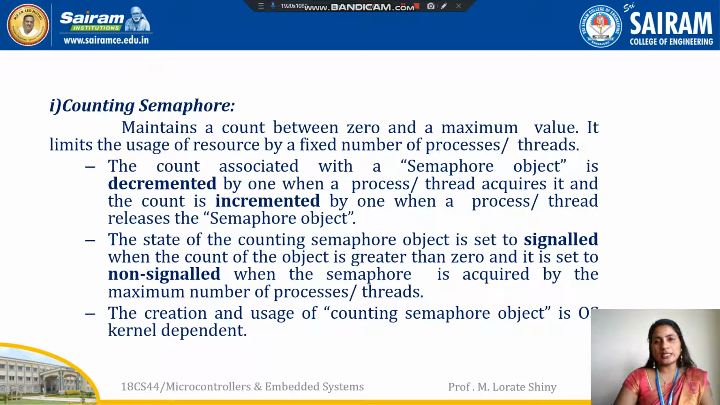Counting semaphore limits the usage of shared resources to a fixed number. It maintains a count from 0 to n. The count associated with that semaphore object will be decremented when a process or task acquires the semaphore, and it will be incremented by 1 when the task or process releases the semaphore.